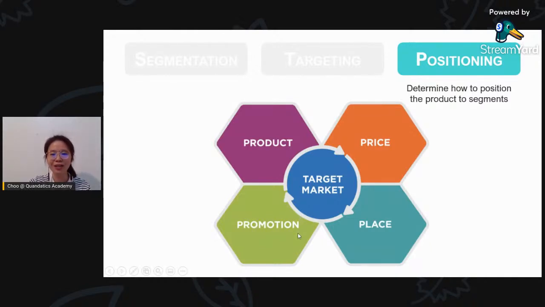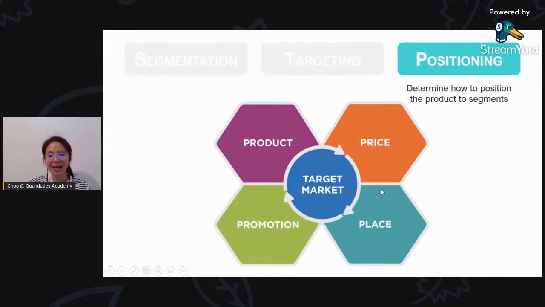The promotion here not only means what discount or package you can offer to the customer. It also refers to how you are going to distribute this promotion to your customer. For example, I want to announce through TV ads, through my social media post, or through a flyer or a brochure. All these are under the promotion. So basically, whenever we want to position our products to the targeted segments, we need to consider the 4P: product, price, place, and promotion.